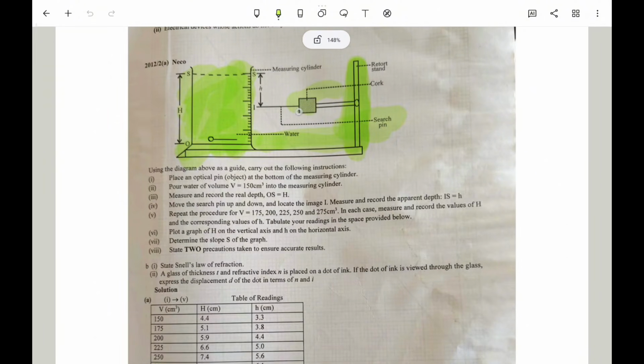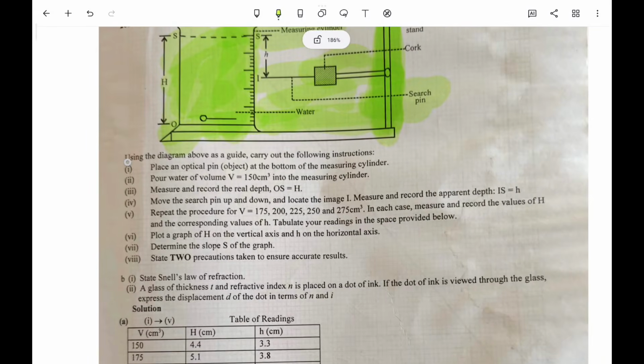So what are you meant to do here? You are meant to have your measuring cylinder, your retort stand, and then your pin that you are going to be using to measure. So with this, how is the practical going to look like? This is how it's going to look like. Use the diagram above as a guide. Carry out the following instruction.